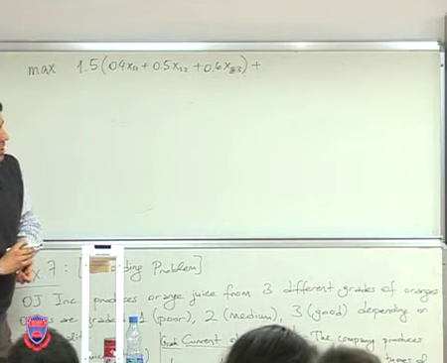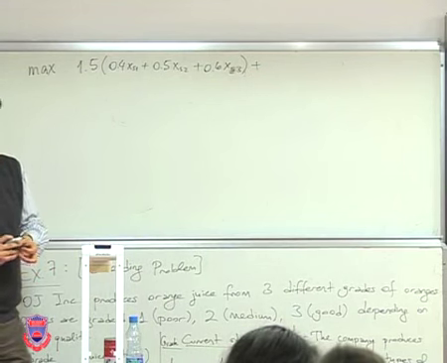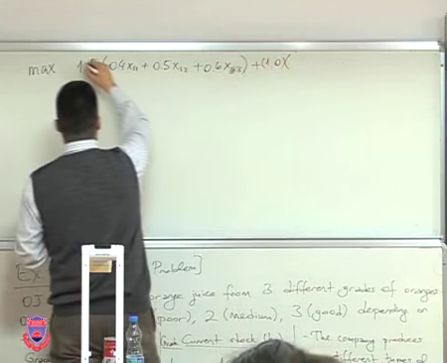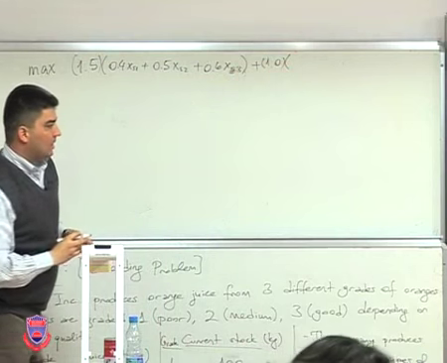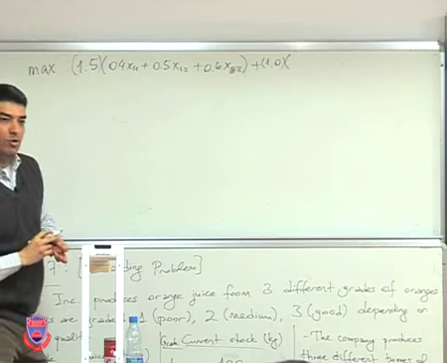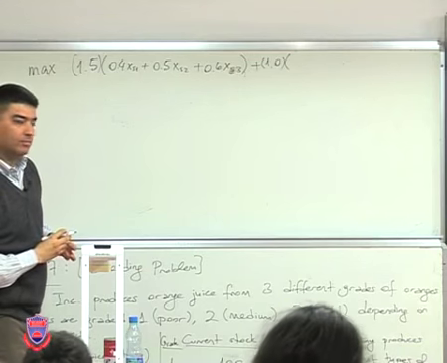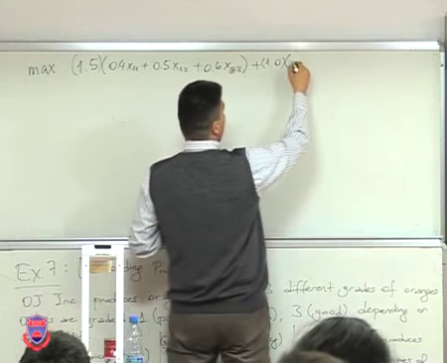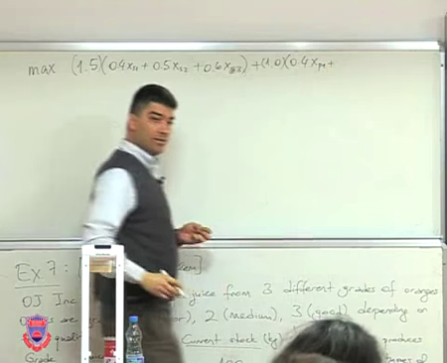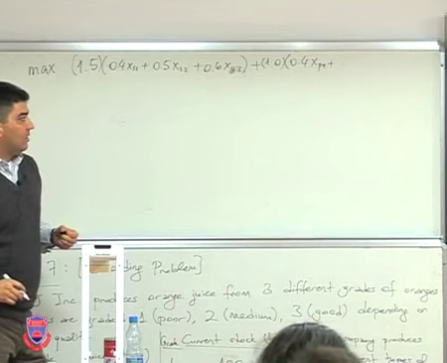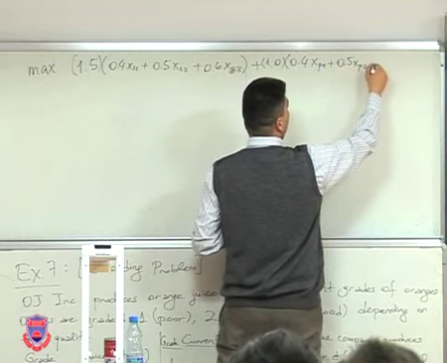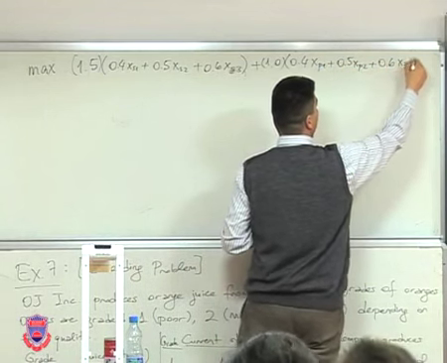Now I need to compute this profit for premium orange juice. So I'm going to have 1.0 times... Now what's the expression for the total number of liters of premium orange juice I'm going to produce? So I'll just play the same game, right? I have 0.4 times XP1, then 0.5 times XP2, then 0.6 times XP3.